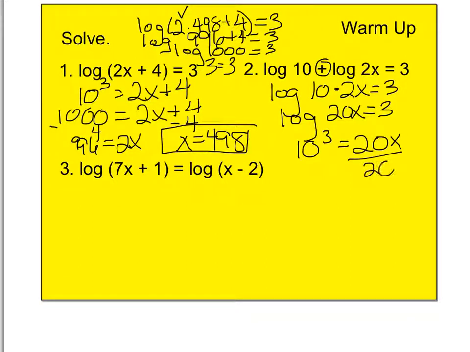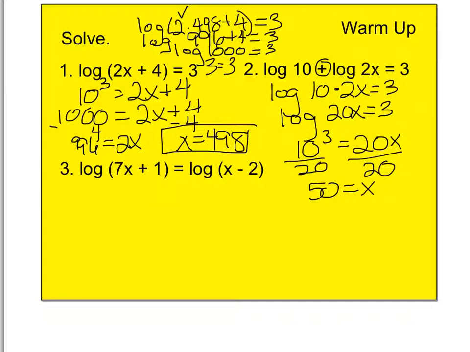Divide both sides by 20. And I'm doing that because we already knew that 10 cubed was 1,000. So 1,000 divided by 20 is 50.